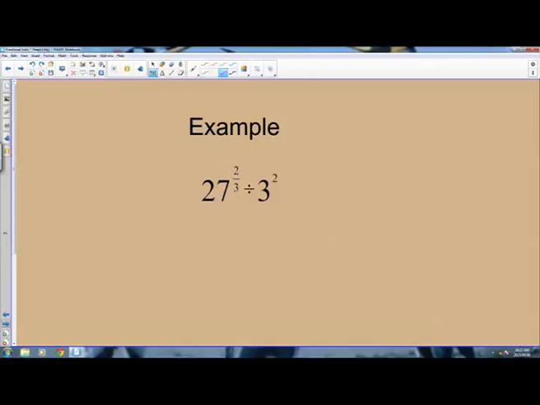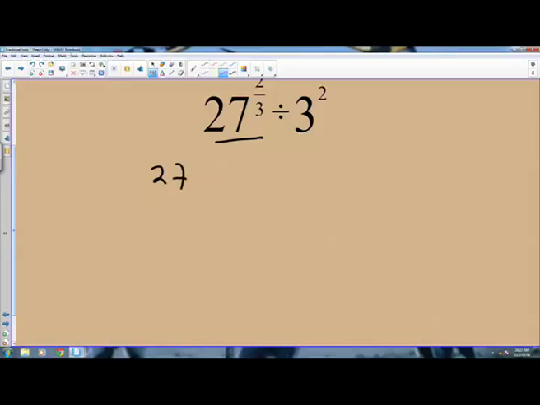The other example is this: 27 to the power 2 over 3 divided by 3 squared. So we've got a fractional index here, and then we are dividing it by 3 squared. Then how do we do this? First, we need to evaluate what 27 to the power 2 over 3 is before we can divide. So let us evaluate what 27 to the power 2 over 3 is.